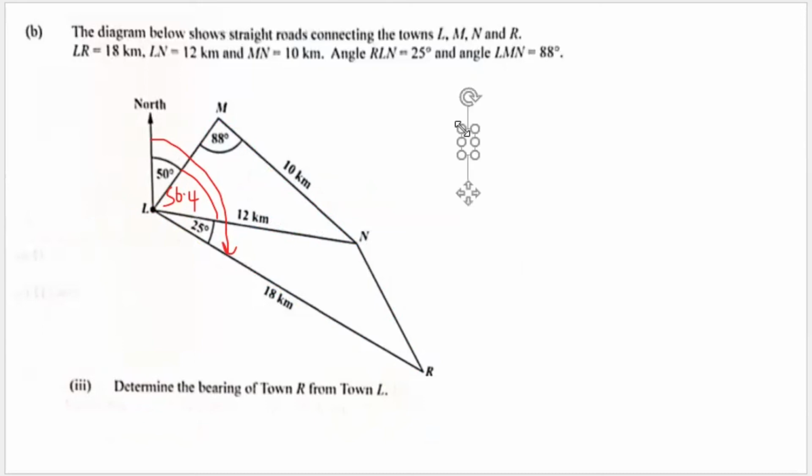So therefore, the bearing of R from L is equal to 50 degrees plus 56.4 degrees plus 25 degrees. When you put that in your calculator, 50 plus 56.4 is 106.4, plus 25, and that will give us 131.4 degrees, and that is the bearing of R from L.